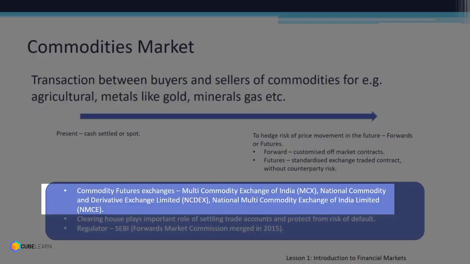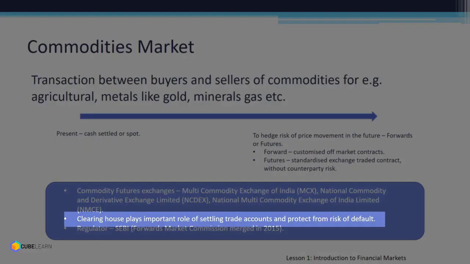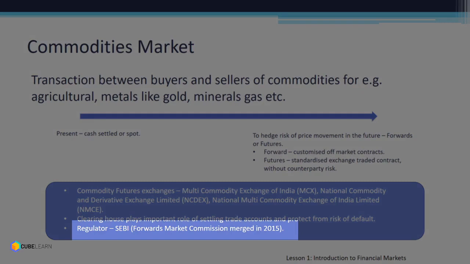There are 3 exchanges for commodities in India: MCX, NCDEX, and NMCE. Clearinghouse determines and settles obligations and collects margins. Securities and Exchange Board of India, or SEBI, is the regulating authority of commodity exchanges in India.